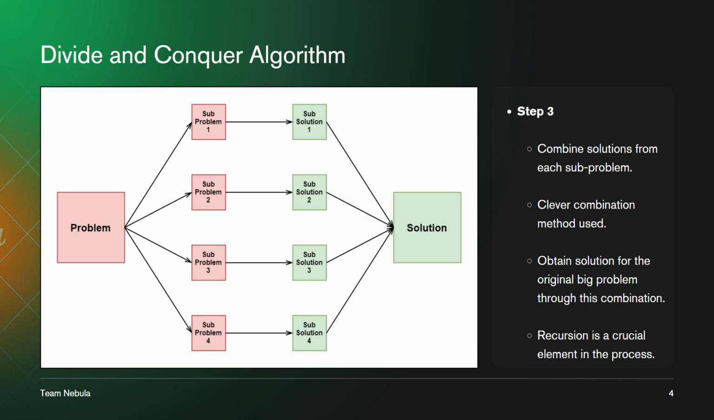Now comes the magic part. We take the solutions we found for each subproblem and combine them in a clever way to get the solution for the original big problem. And guess what? Recursion is our trusty sidekick in this process. It's like having a friend who knows how to solve the small parts and can teach us how to put everything together in the end.